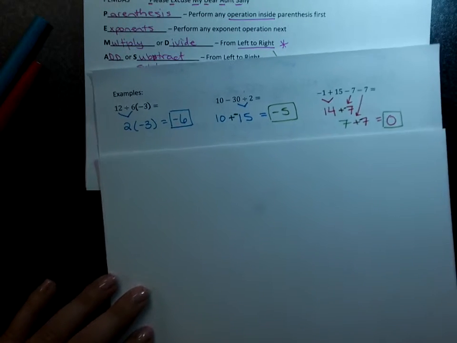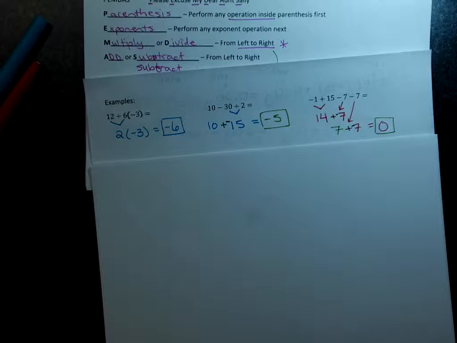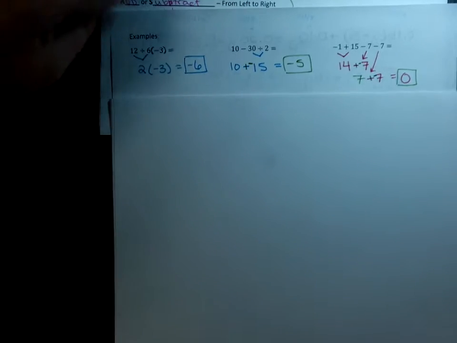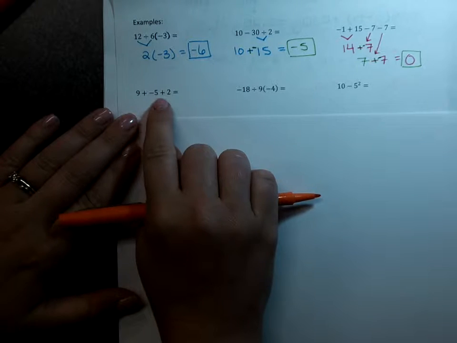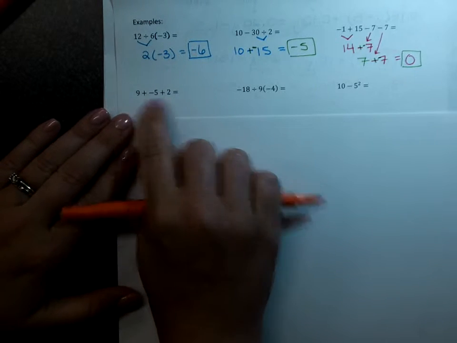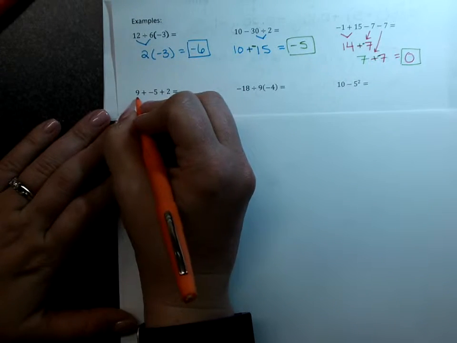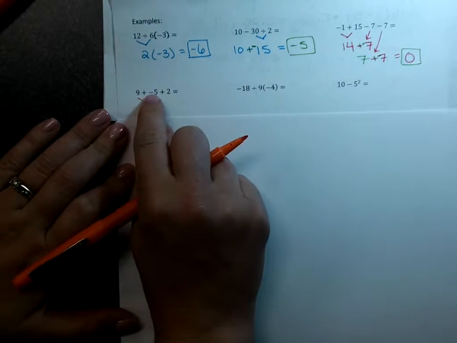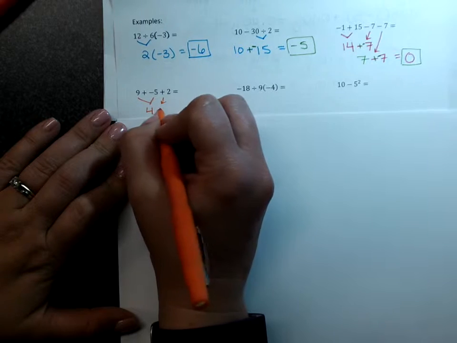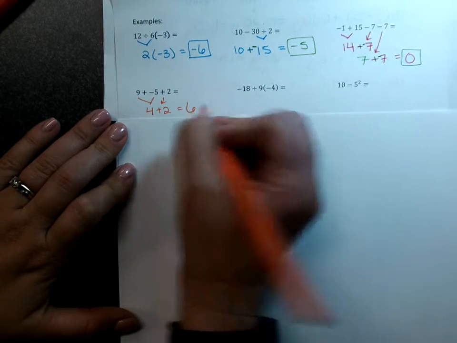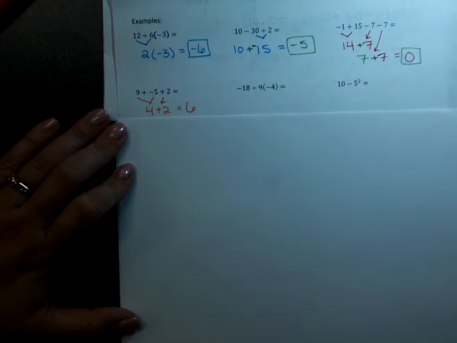If you work this in a different order, you'll get a different answer. And I know how frustrating that is. Alright, the next set. We have 9 plus -5 plus 2. So just a bunch of adding. We're going to go left to right. 9 plus -5 is 4. Then plus 2, 4 plus 2 is 6. Not too bad, left to right.